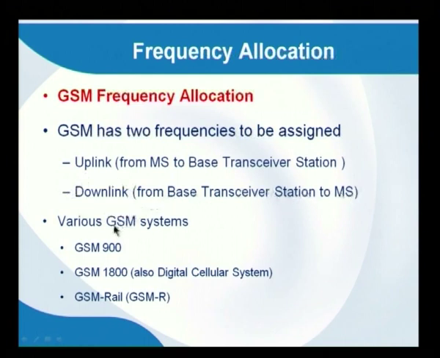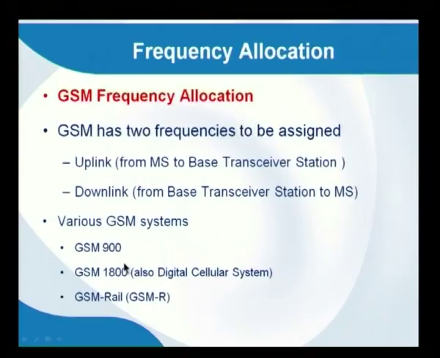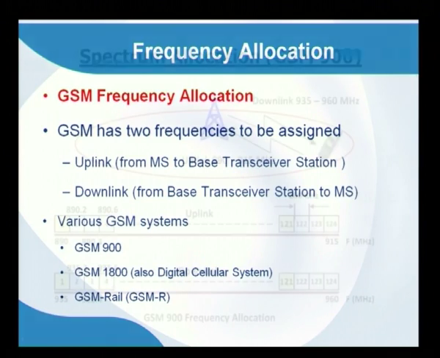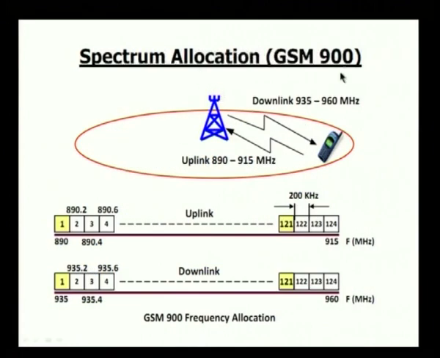We remember that GSM offers many standards. The standards are differentiated among themselves using the frequency bands allocated: GSM 900, GSM 1800, GSM rail. GSM 1800 is also referred to as the digital cellular system. This is the spectrum allocation of the GSM 900 standard. So, this is the tower and this one is the mobile station. Now, the red ellipse indicates the range of the tower.